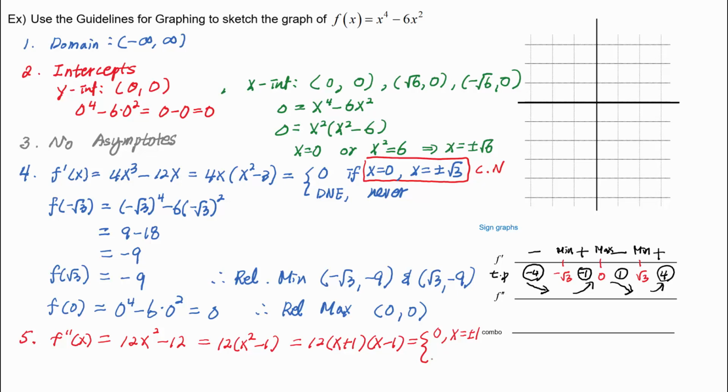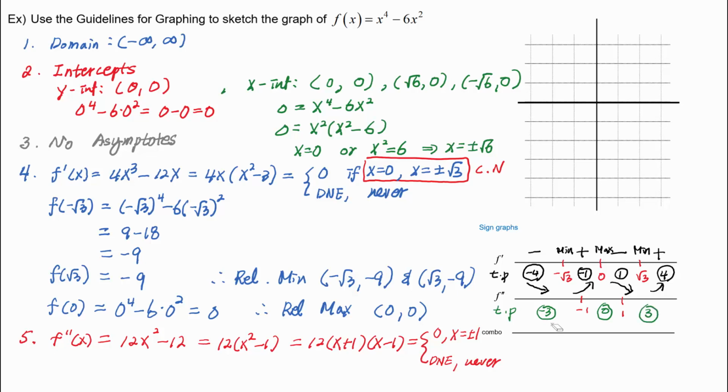And because this is a polynomial, it is always defined, so the does-not-exist case does not happen. So my possible points of inflection are plus or minus 1. Let's locate them, -1 and +1. Then let's pick a test point for the sign of f double prime on each interval. I'm going to pick -3 for the interval less than -1, 0 for the interval between -1 and 1, and 3 for the interval greater than 1.